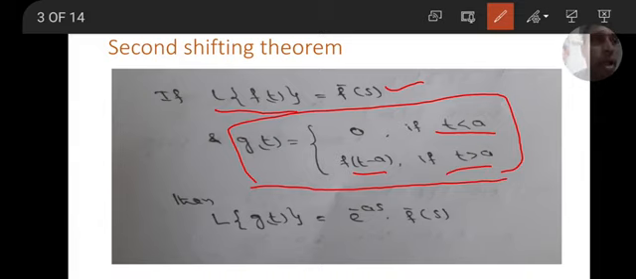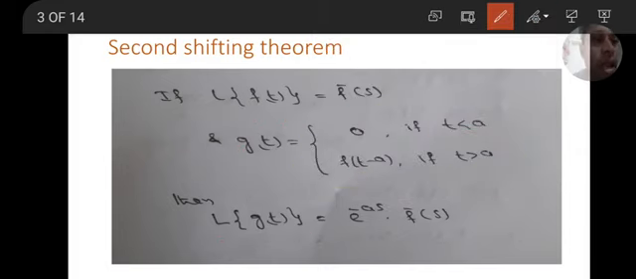g of t must be in this form: g of t equal to 0 if t is less than a, and g of t equal to f of t minus a if t is greater than a. Then the Laplace transform of this g of t function, L of g of t, equal to e to the power of minus as into f bar s. It is the second shifting theorem.